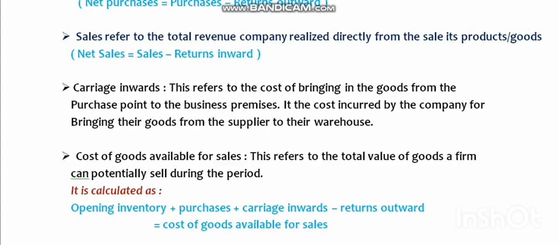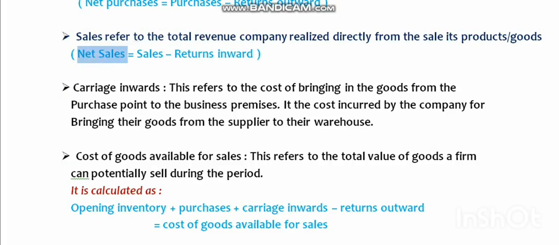Because indirect revenue might be discount received, or maybe rent received, or commission received. So we are not talking about this one. These are indirect revenue. We're talking about sales. So the amount of money or revenue the company generated from the sale of each product is called what? Sales. In sales, we have something that's called, look at this, you see what I wrote there? The net sales. So how do we arrive at this net sales?